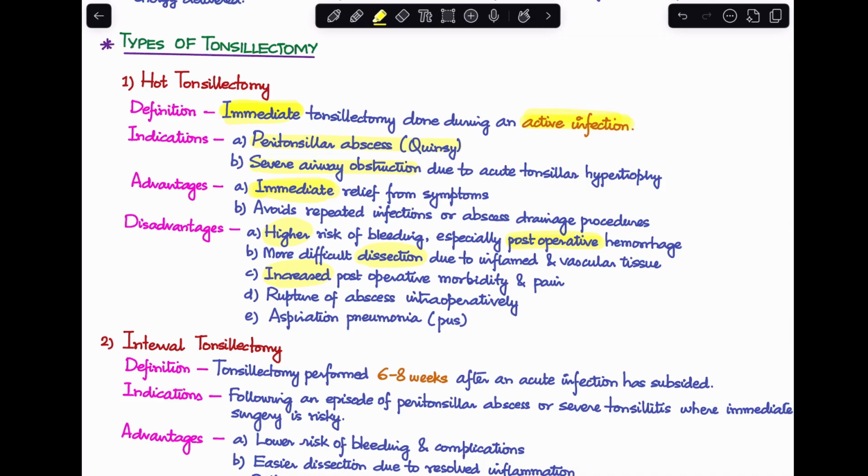Fourth, when you're performing the surgery, say in a case of peritonsillar abscess, it may lead to rupture of the abscess intraoperatively, and that will completely ruin your field of dissection. Your whole surgical field will be ruined, and it will be very difficult to find your plane of dissection and continue the surgery. And the last disadvantage is if the abscess has ruptured, the patient may end up aspirating the pus, and this can lead to the development of aspiration pneumonia. So these are all the disadvantages of performing a hot tonsillectomy. So unless this is absolutely required, we will not perform a hot tonsillectomy.